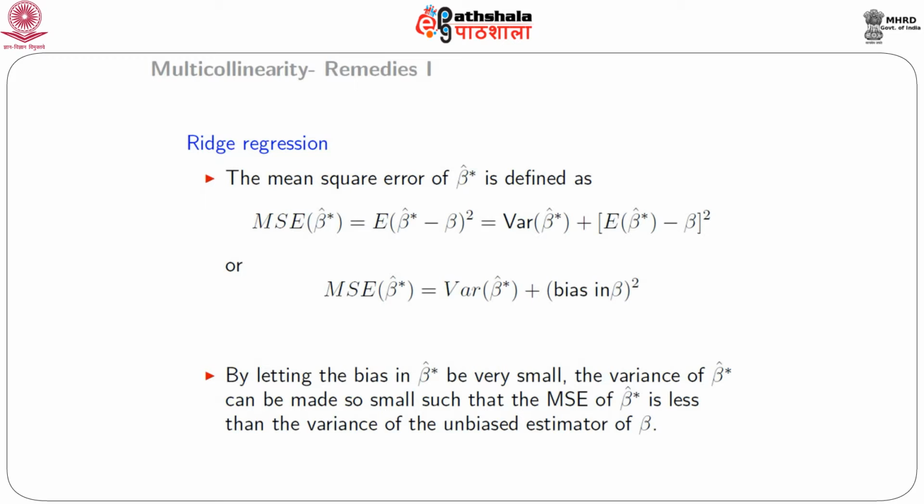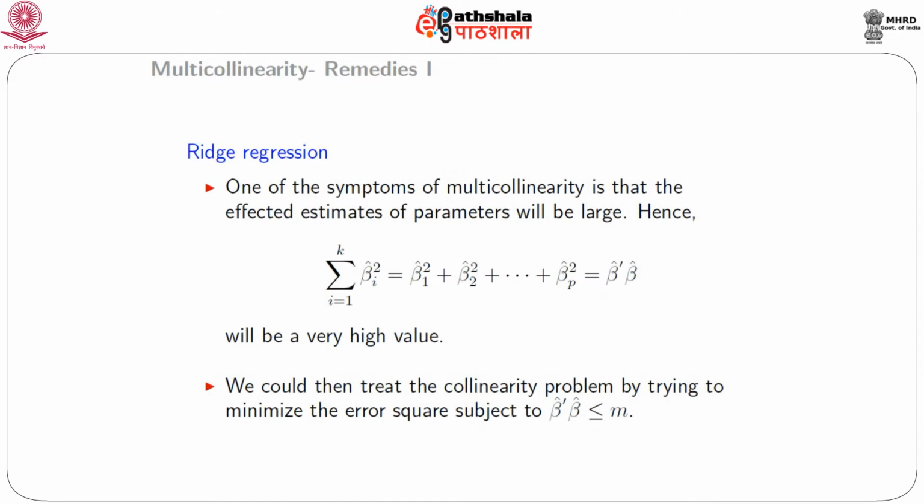So one of the symptoms of multicollinearity is that the effect estimates of parameters will be large. If beta hat gives me the ordinary least square estimate of the parameter beta under the presence of multicollinearity, then the sum of squares of these estimates will be a very high value. So the sum of beta hat i square, which can be written as beta 1 hat square plus beta 2 hat square plus beta p hat square, can again be written in terms of vector beta hat as beta hat prime times beta hat, and this value will be very high if they are obtained using the ordinary least square method in the presence of multicollinearity.